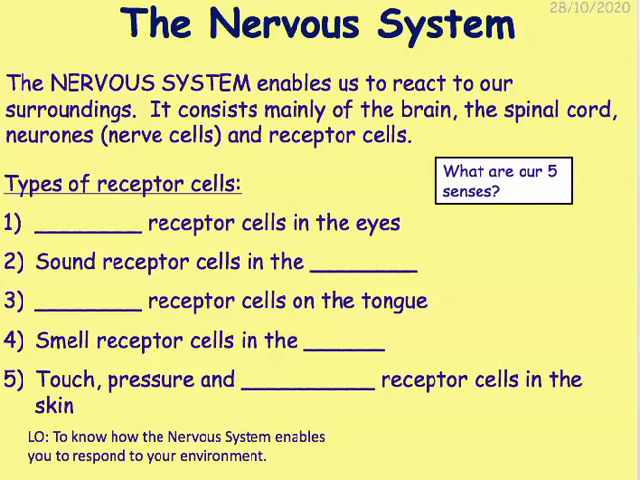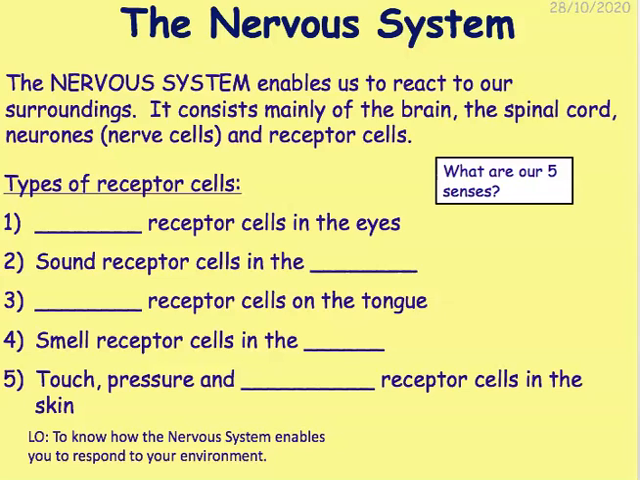Now, your nervous system mainly consists of your brain, your spinal cord, neurons, which is a biological word for nerve cells, and also receptor cells. So you have receptor cells in lots of different places in your body. Now, they're linked to your senses. So at primary school, you probably learnt about your senses. And it is certain receptor cells in those areas of your body that enable you to respond to your environment.